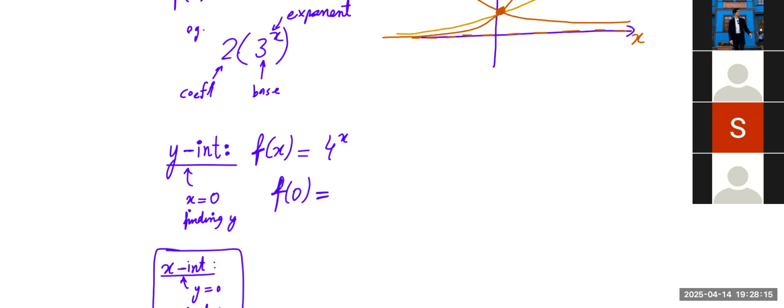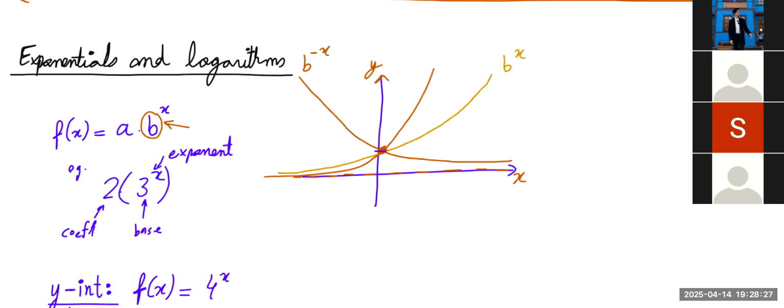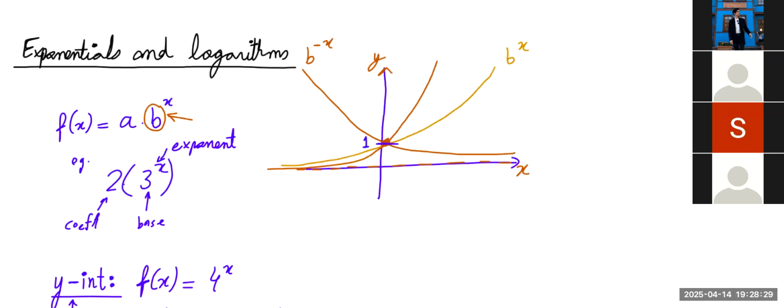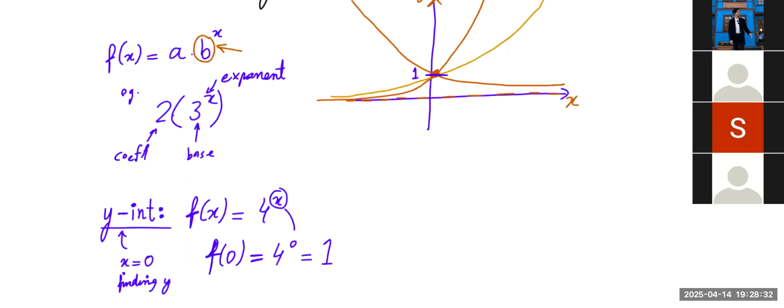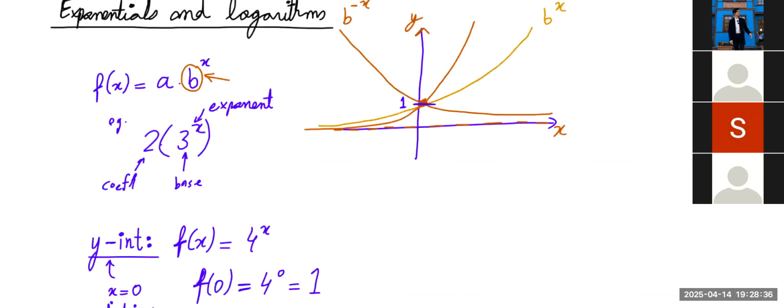Is it 4 to the power of 0? Which is? What is anything to the power of 0? 1. Which means that the y-intercept of every exponential is always 1, because you plug in x to be 0, and whenever you raise something to the power of 0 you get a 1. So the y-intercept is always 1.